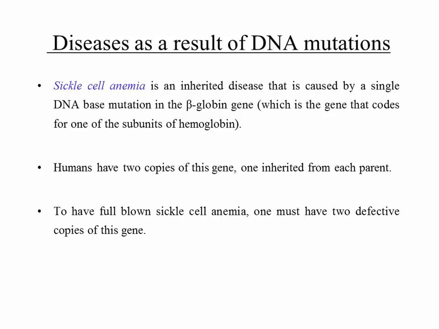Now, there are many diseases that can be caused as a result of DNA mutations. For example, sickle cell anemia is an inherited disease that is caused by a single DNA-based mutation in the beta globin gene. Remember, I've been saying all along, in hemoglobin, there are two alpha subunits, there are two beta subunits. And for that beta subunit, that is coded for by the beta globin gene. And the beta globin gene codes for 146 amino acids.